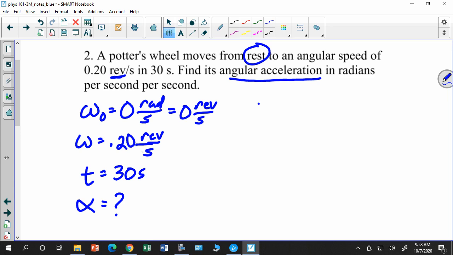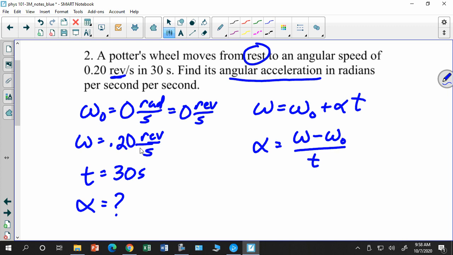But one of those equations is our velocity equation. Omega equals omega naught plus alpha times t. And so if I want to know alpha, it's pretty simple one-step problem. Alpha is going to equal omega minus omega naught divided by t. And so that's going to be 0.2 minus 0 divided by t, which is 30.